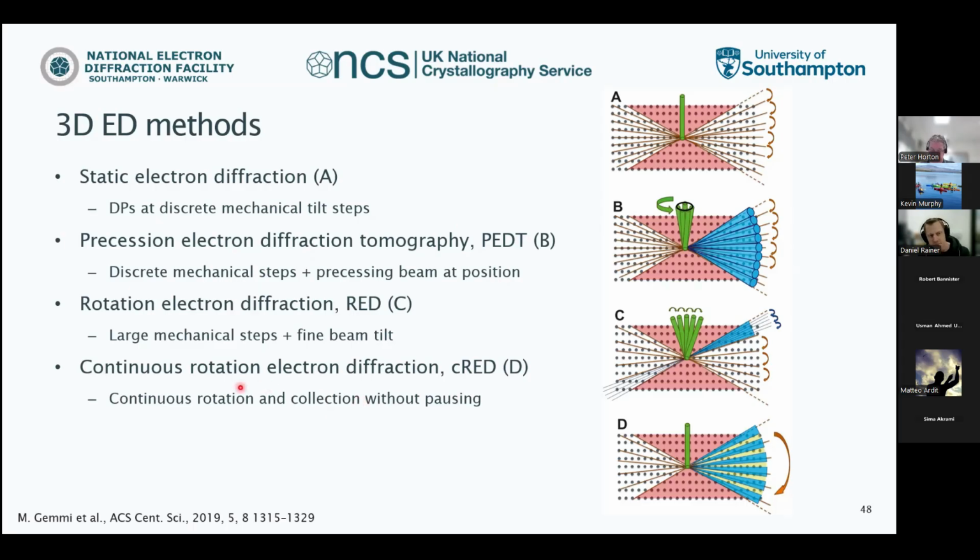And finally, there's also continuous rotational electron diffraction. This is now basically the most widely used technique, because it's, again, very simple. There's no manipulation of the beam. All that happens is that the stage is continuously rotated, and the detector collects all the time, very much the same way as it's done in single crystal XRD.